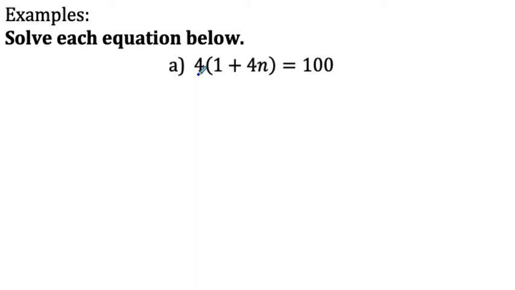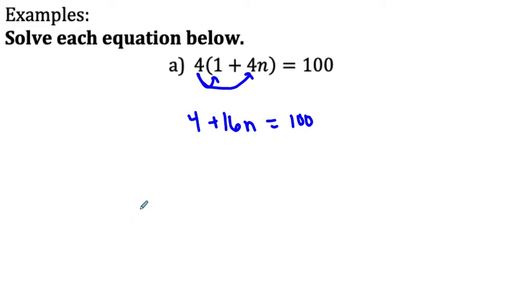We're going to take this number on the outside and distribute it through. 4 times 1 is 4. Keep going. 4 times 4 is 16. Positive, so plus 16n equals 100. Remember, we stop distributing at the parenthesis. So we don't multiply 4 by 100. We're stopping when we get to that parenthesis.